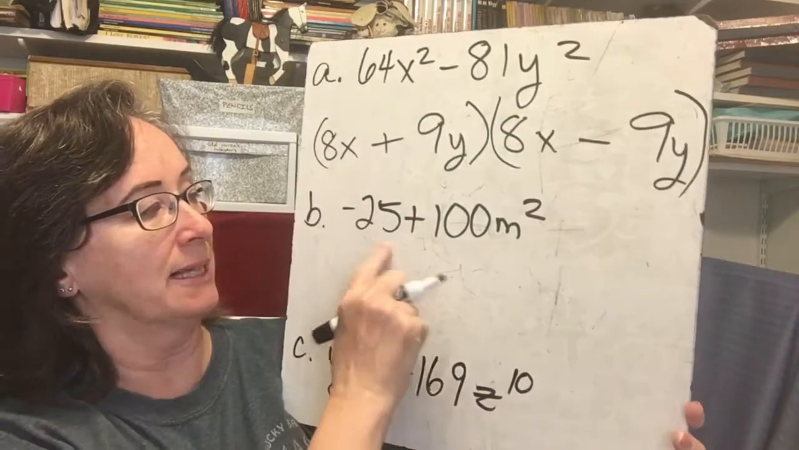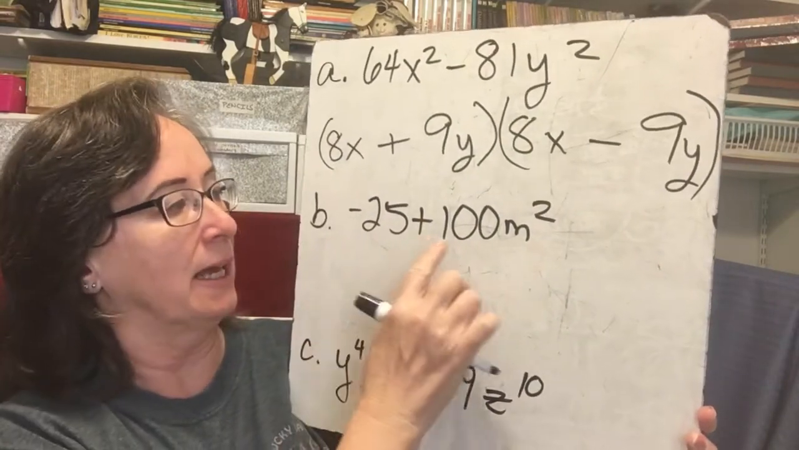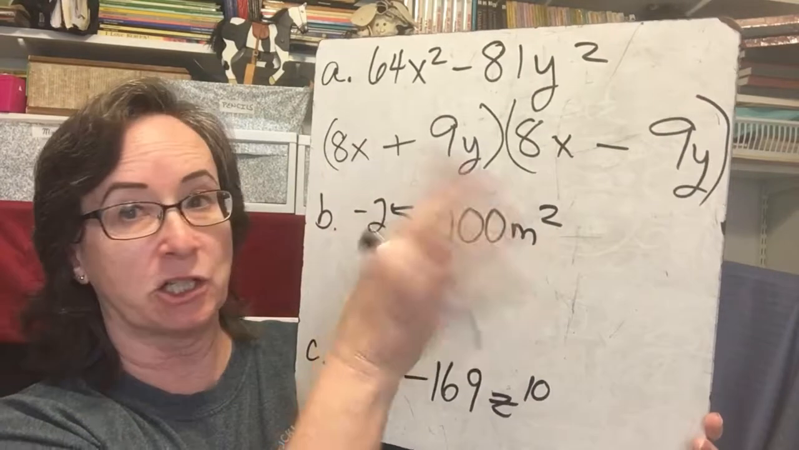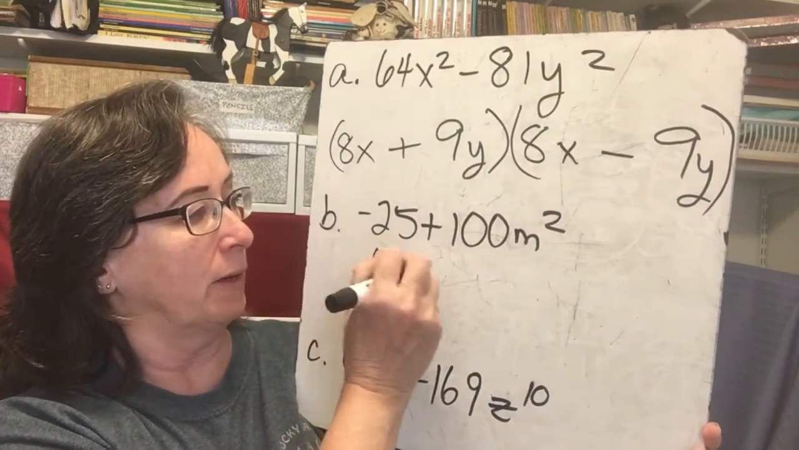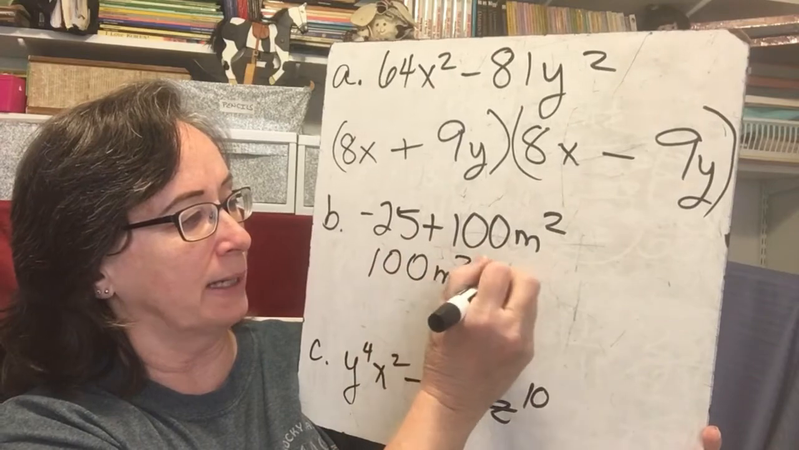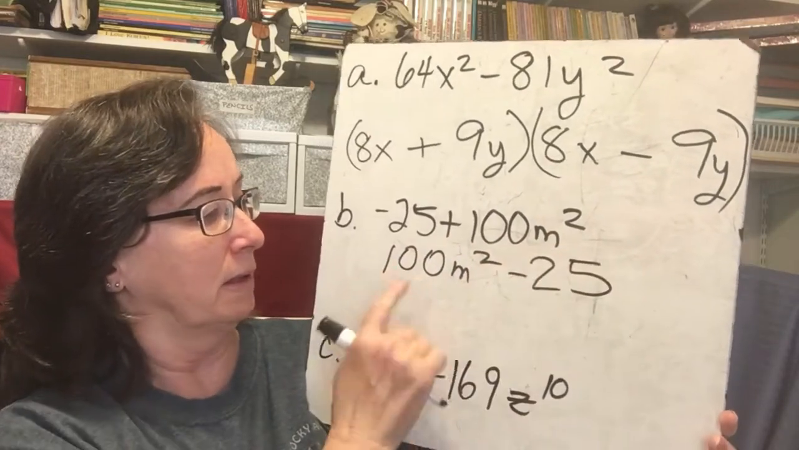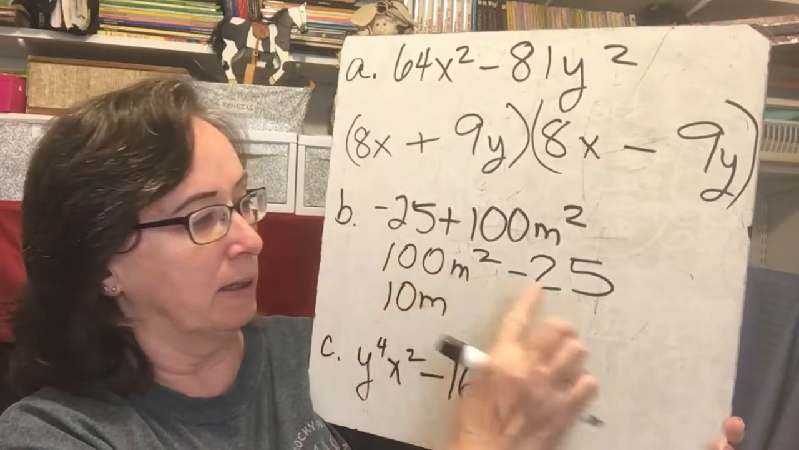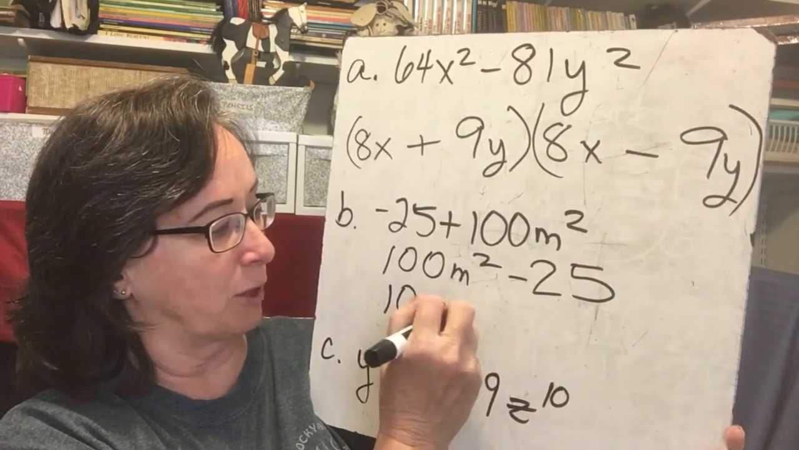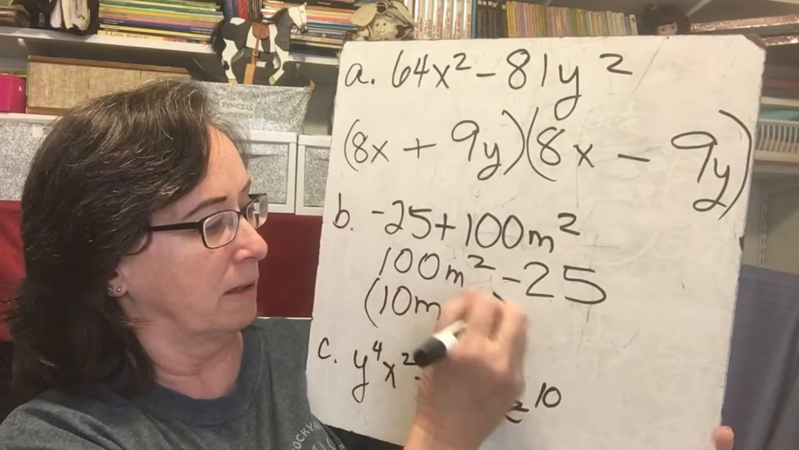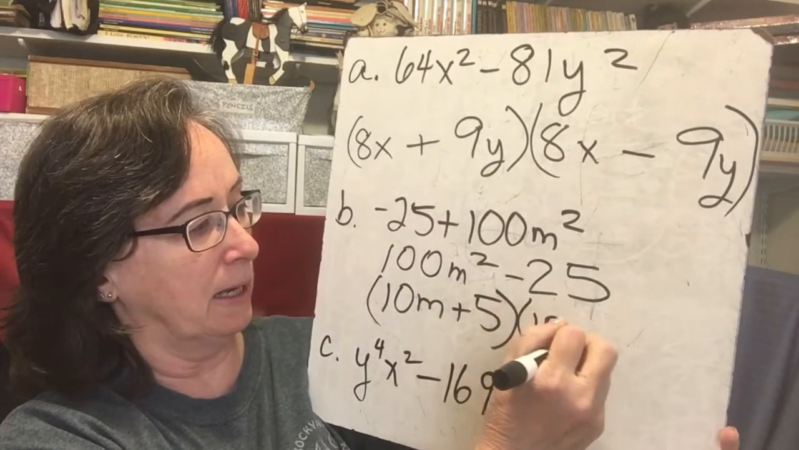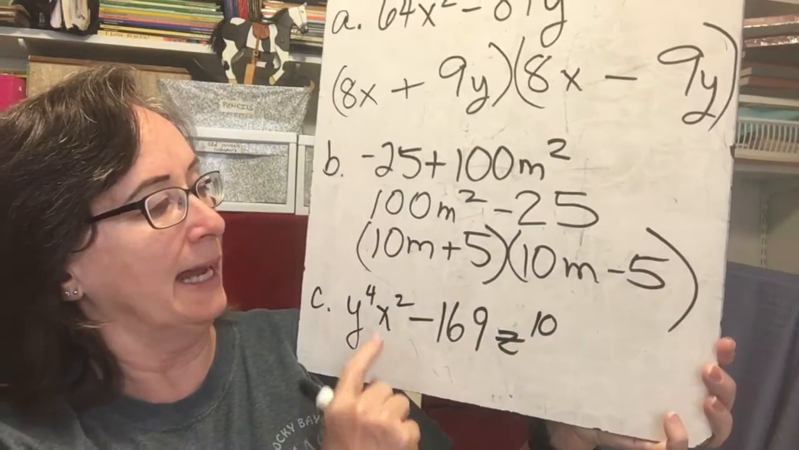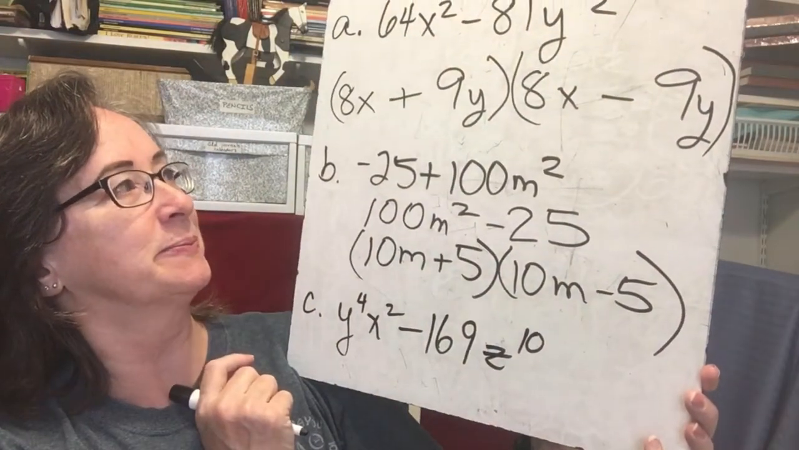Okay, so now this one's not in the right form, is it? Because I have a plus in between them, but I do have a minus. So I'm going to just switch them around. 100m squared minus 25. Square root of this one is 10m, and that's a 5, so plus 5, 10m minus 5.